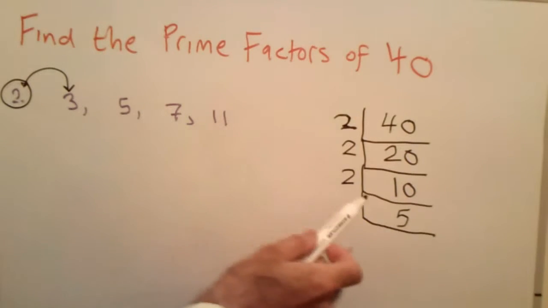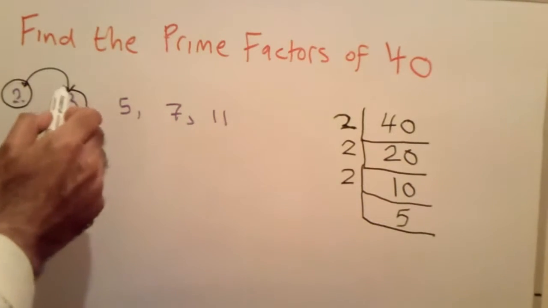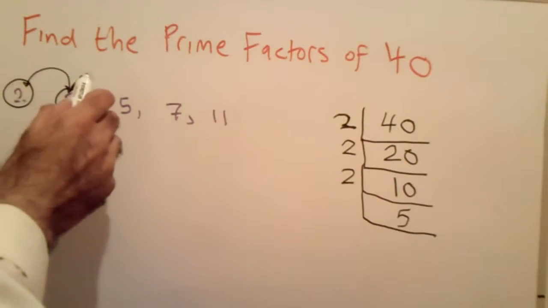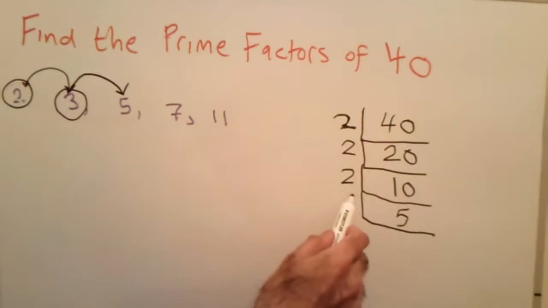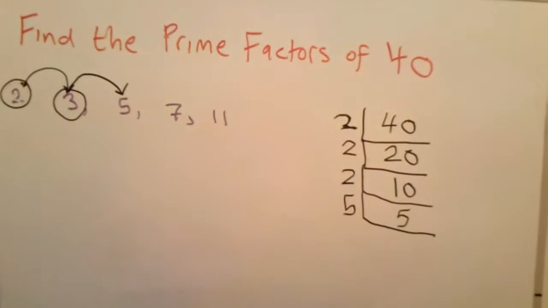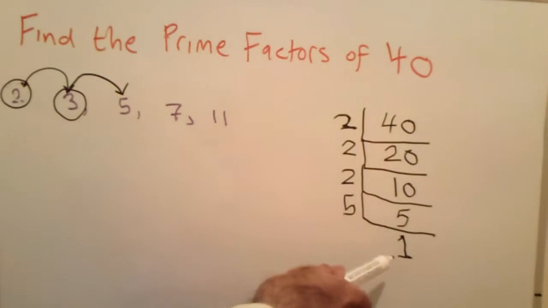No, it doesn't. So that means we move on to the next largest prime number, which is 5. Right. Does 5 divide into 5 to give us a whole number? Yes, it does. 5 divided by 5 is 1. So now once we get the answer of 1, that means we're finished.